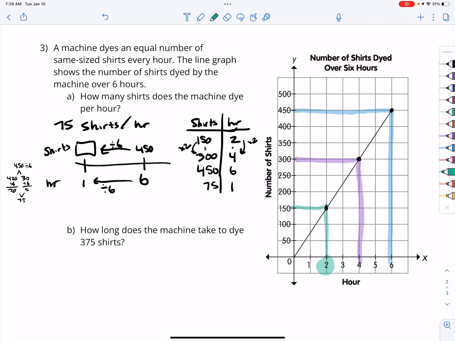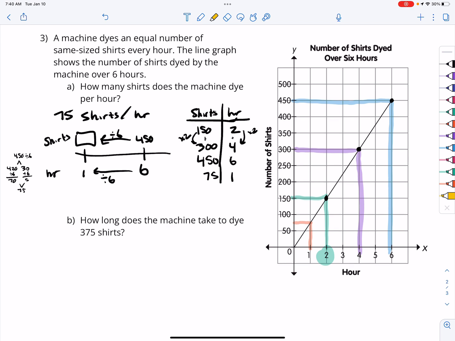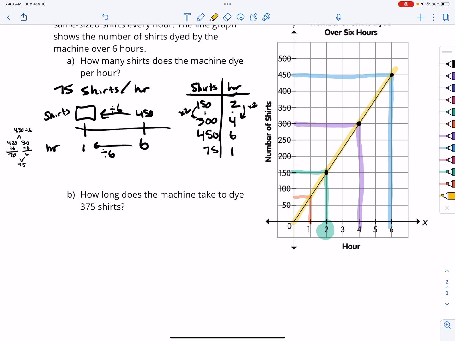What is nice about knowing the calculations for that unit rate is that we can guess that this point here for 1 hour is about 75 because it's between 50 and 100. But the only points that we know for certain are the ones where our line here, that I'm going to highlight in yellow, crosses those grid marks perfectly. So that's pretty good. Now, how long does the machine take to dye 375 shirts?